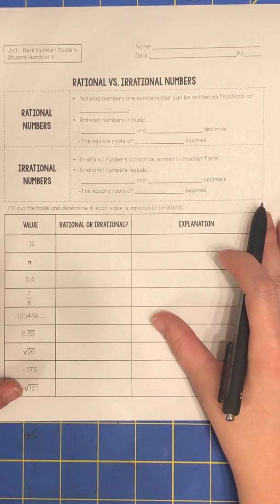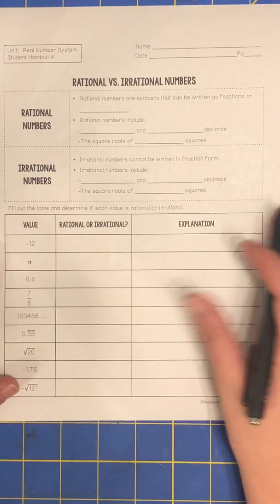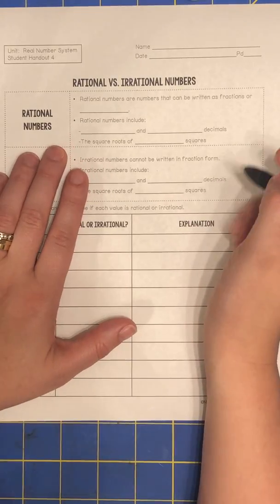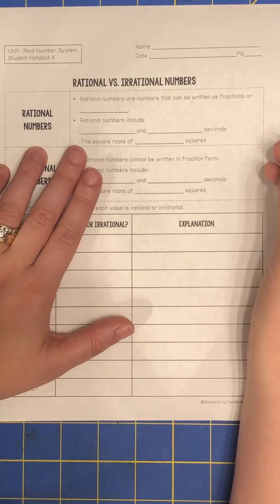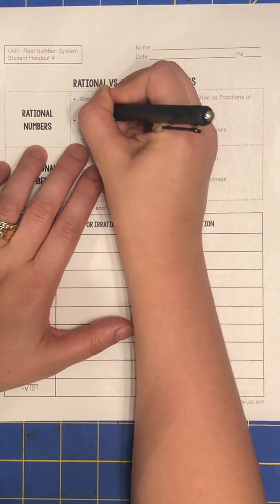Now this again should be a bit of a review from last year, but since I'm not exactly sure what you were exposed to last year, I just want to make sure you have a solid foundation before we move on. So as a review from yesterday, rational numbers are numbers that can be written as either fractions or decimals. They can be written as either one.